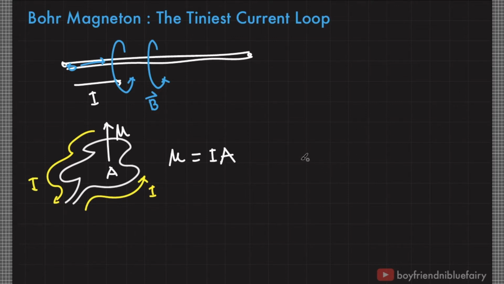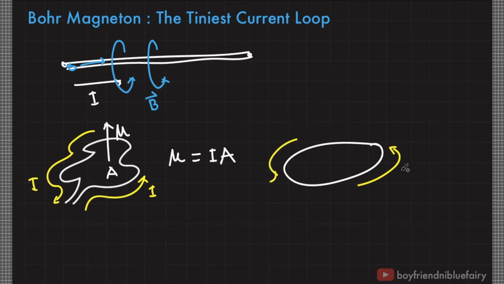If we have, let's say, a perfectly circular current loop like this, and for example, current flows in this manner, so using the second right-hand rule, it produces a magnetic field that somewhat looks like this.